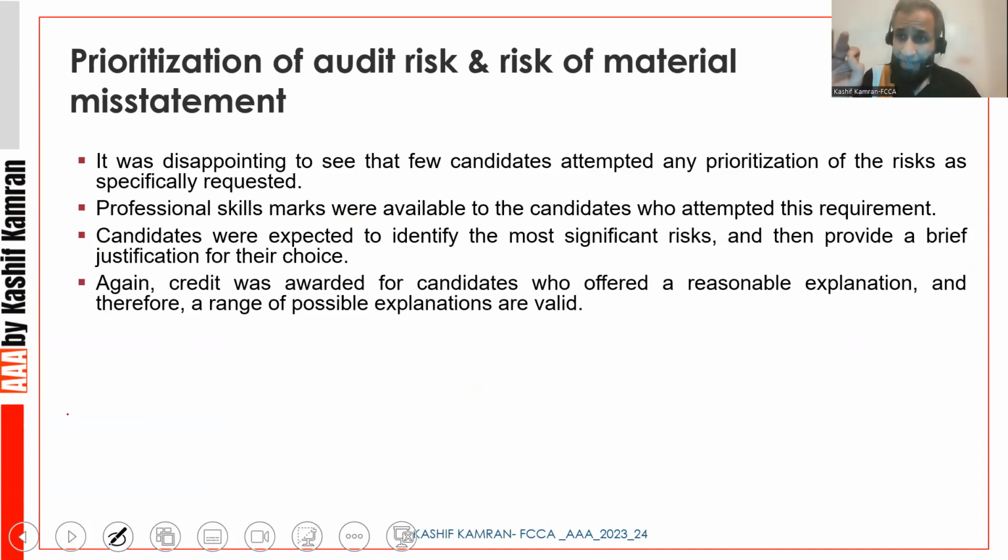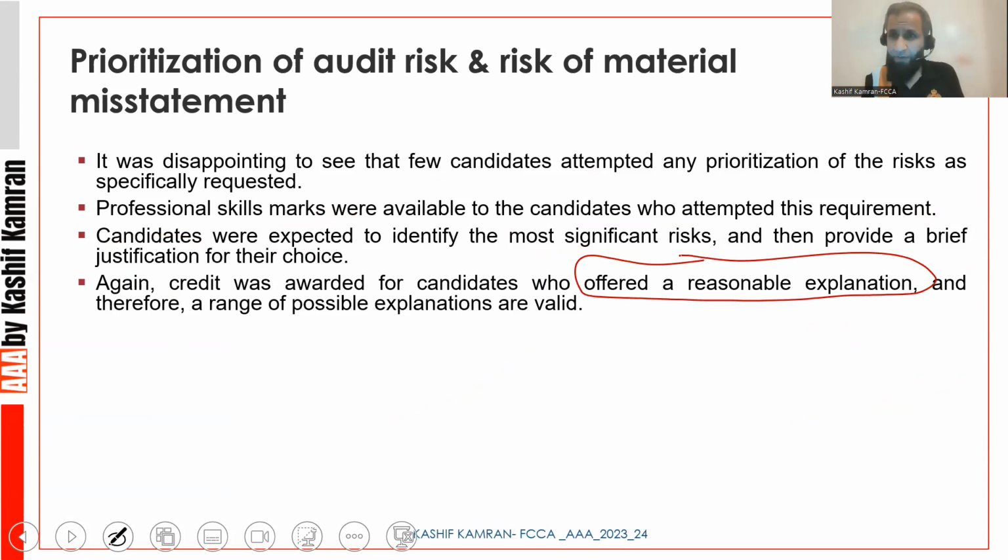Bullet number 4. Again, credit was awarded. Credit means the marks. The marks were awarded for candidates who offered a reasonable explanation. So anyone who offered a reasonable explanation was given credit, professional marks. And therefore, a range of possible explanations are valid. This is what is key. A range of possible explanations are valid. Look at the green box. This is the success here. Range of explanation. So my explanation and your explanation, or student 2, student 3, student 4, student 10 explanation will all differ, but there is no one answer. Ranges are possible.